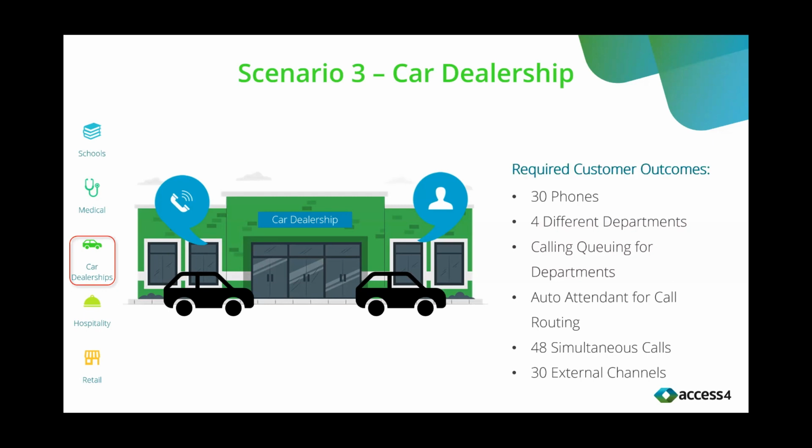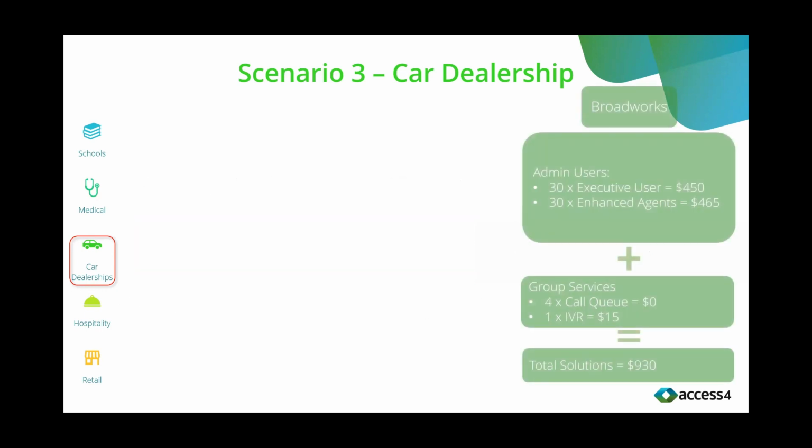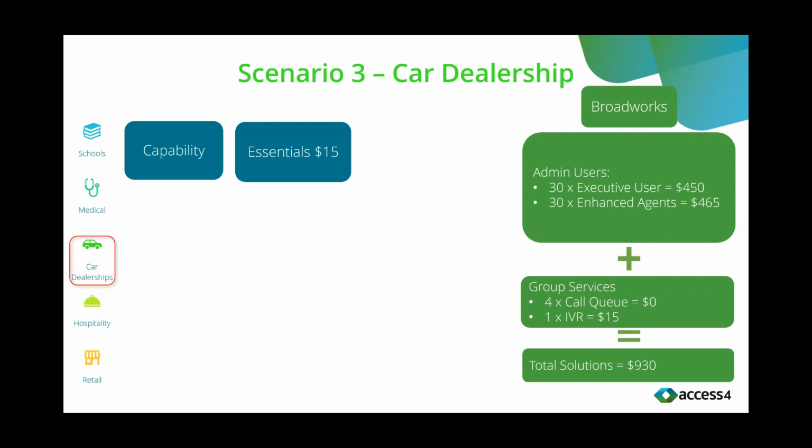So from a BroadWorks perspective, 30 executive users and 30 enhanced agents for the call queues. So everyone inside the organization would be able to be part of a call queue from that perspective and answer calls when they need to. From a group calling perspective, 4 call queues, so for those 4 different departments, and that IVR to be able to route calls. So you're looking at about $930.